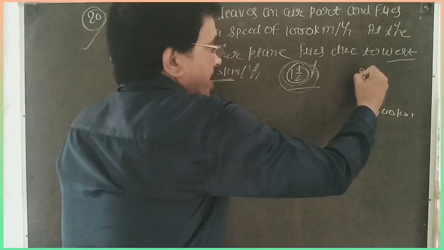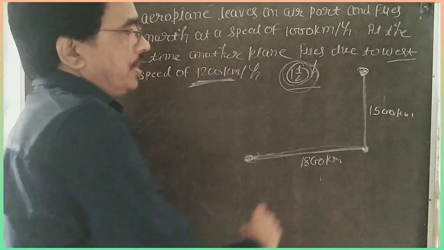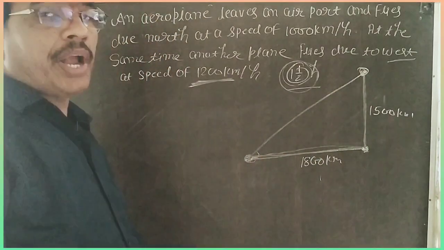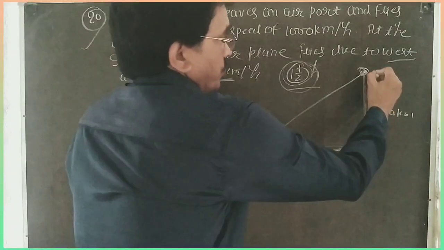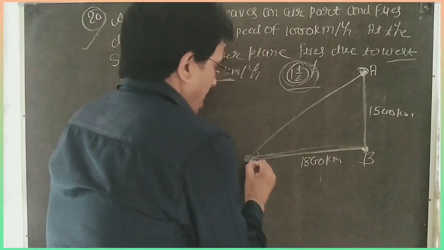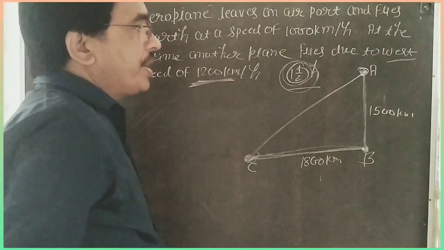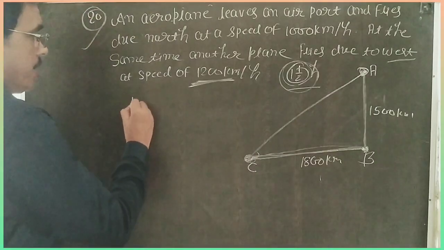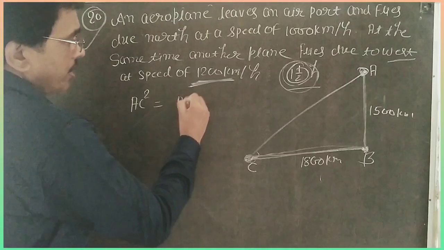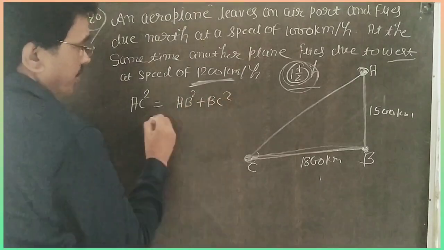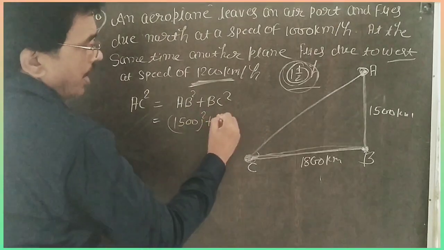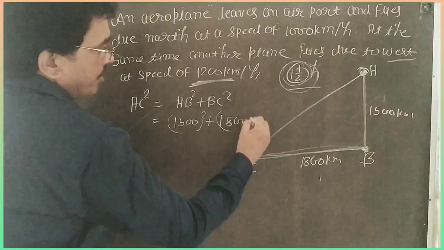So one plane is here now, another is there now. What is the distance between them? Then it is clear, you have to find only the hypotenuse. So now the first plane is at A, the airport is B, and the second plane is at C. What is required? You have to find AC. So AC square is equal to AB square plus BC square. Then AB square is equal to 1500 whole square, and BC square is equal to 1800 whole square.